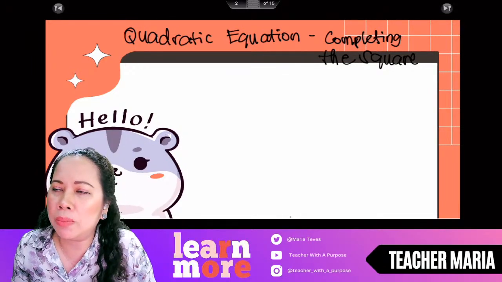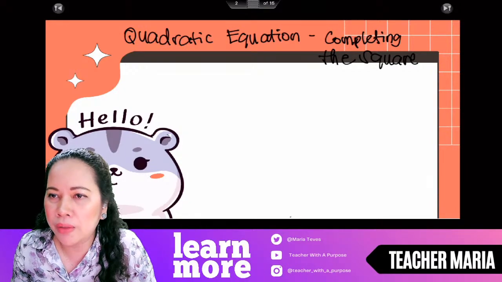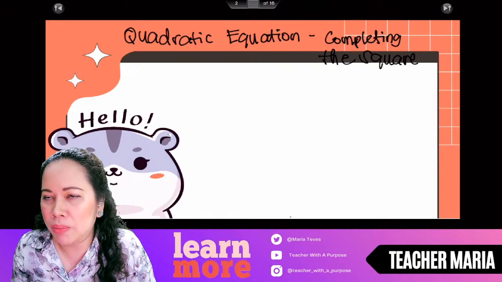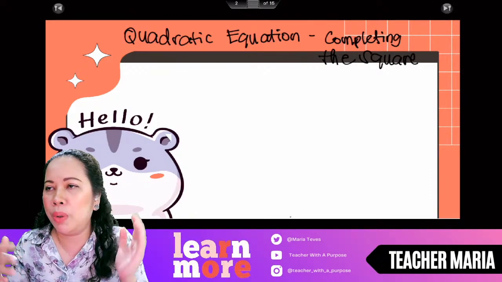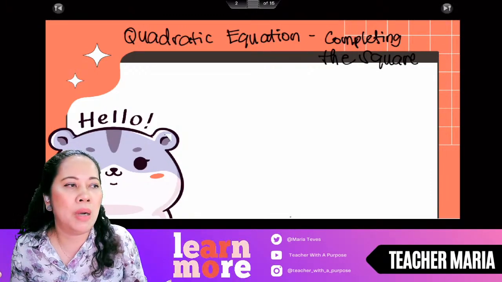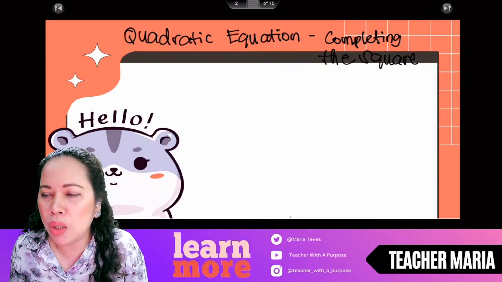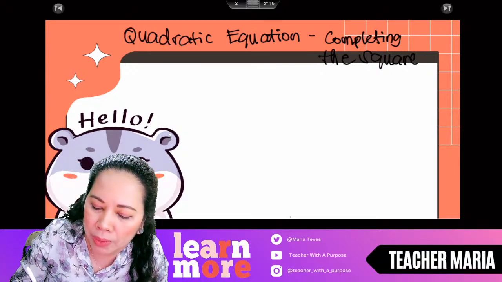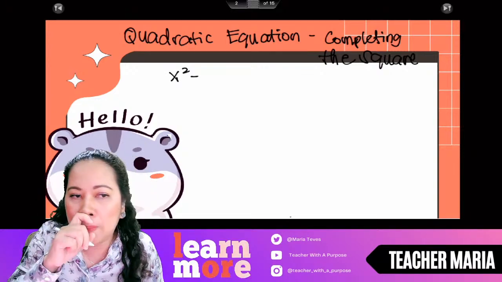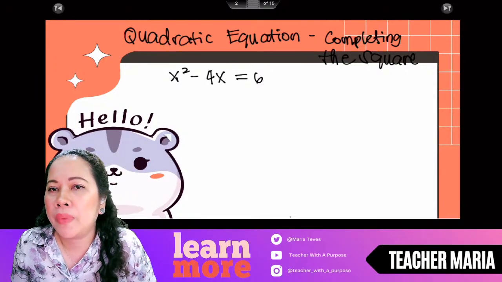When we say completing the square, that means that the last term cannot be factored to give you the middle term. Because when we say quadratic equation, the factors of both the first and the last must have a sum of the middle term. So when do we do completing the square? When it's not factorable. For example, you have x squared minus 4x equals 6.